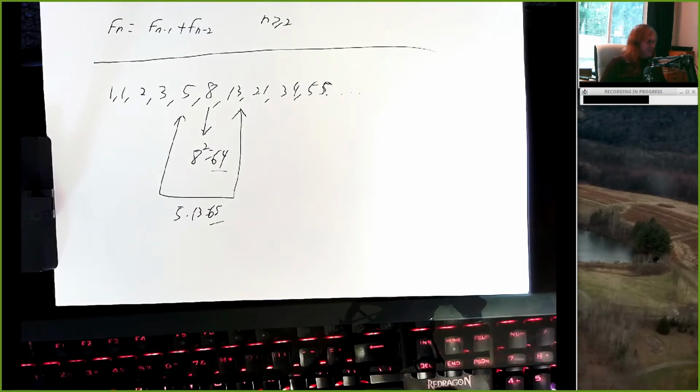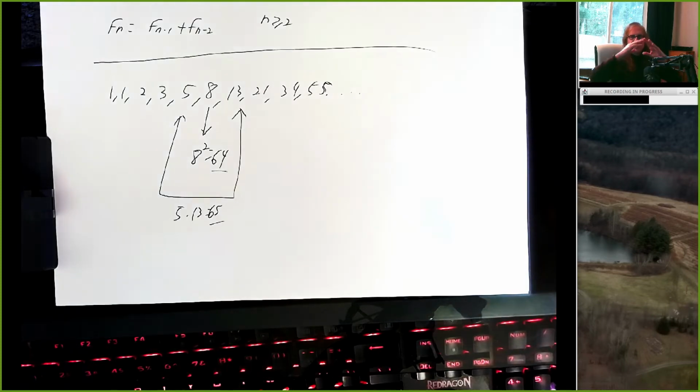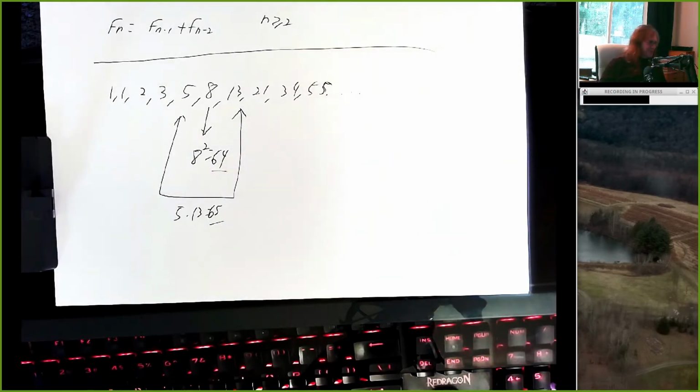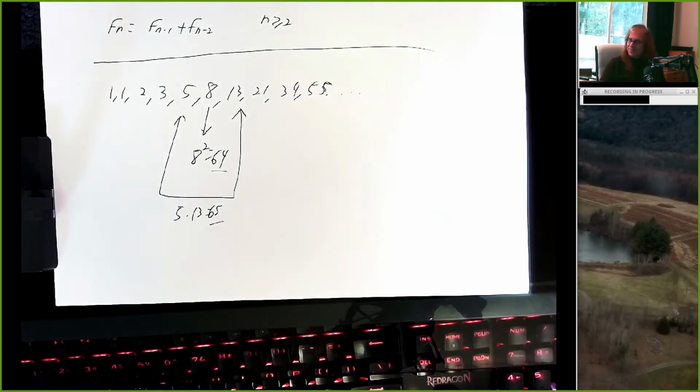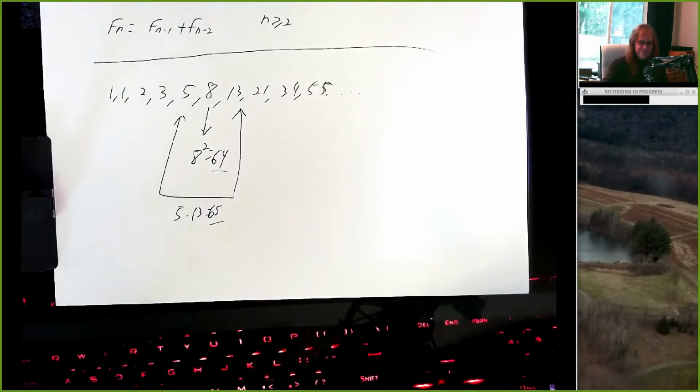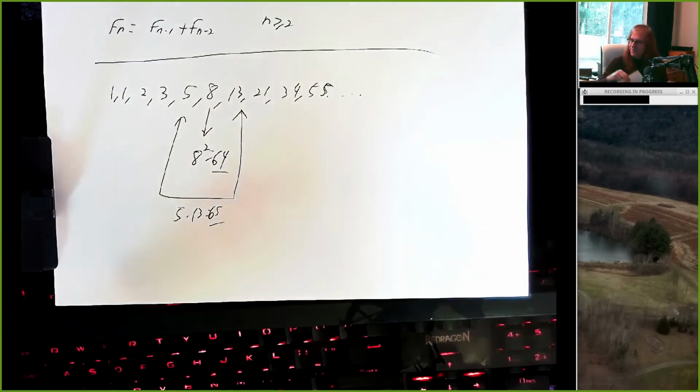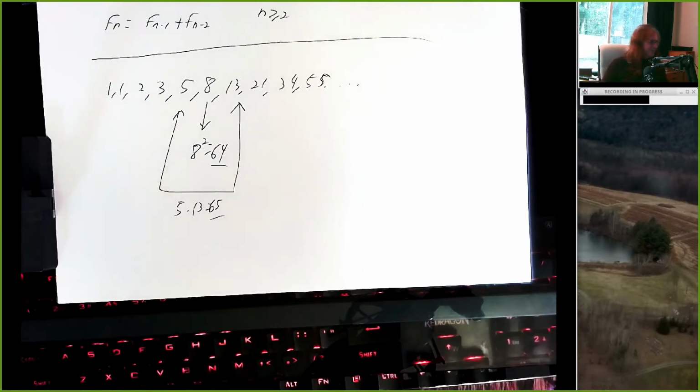They pop up in nature because the way that a flower grows, the way that a pine cone develops, with the shingles overlapping each other and so on, those are growth processes. And rabbit population in this context is a growth process. And the Fibonacci series pops up in all these different places.